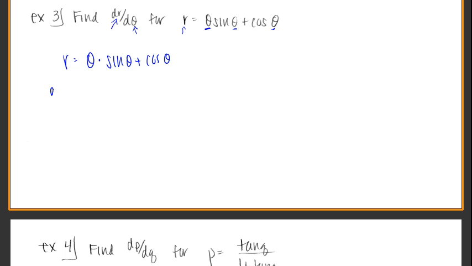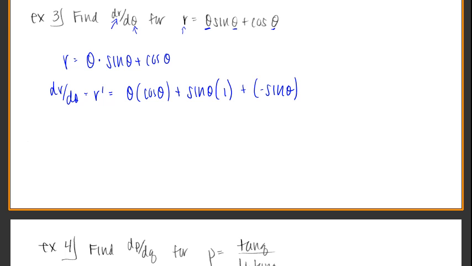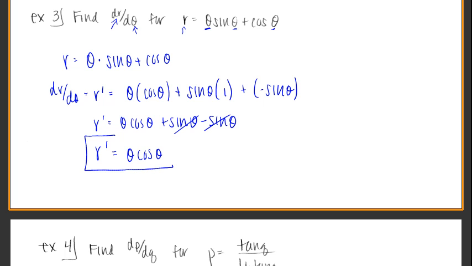Okay, so now dr d theta, or r prime, is going to be the first times the derivative of the second, plus the second times the derivative of the first, and then plus the derivative of cosine, which is negative sine theta. Keeping on with this, we have theta cosine theta plus sine theta minus sine theta. So canceling out those two terms, we just get theta cosine theta. And of course, that one was a little bit easier than the last one. Example 4.